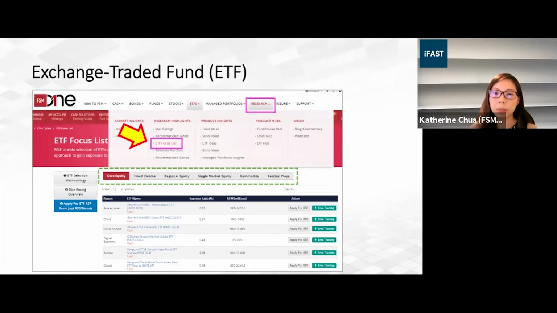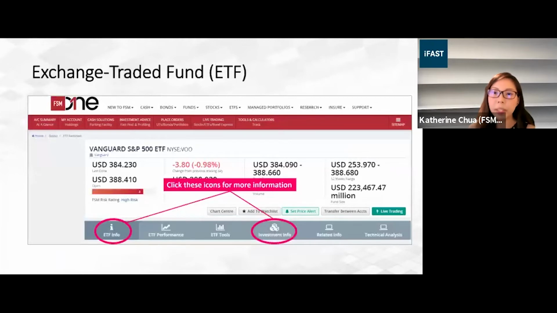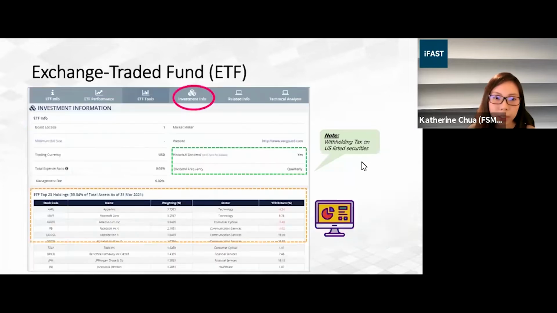When it comes to the selection methodology of the ETFs, we also take into account qualitative factors like the choice of the index and the structure of the ETF, and also quantitative factors like expense ratio, tracking difference, liquidity, AUM, and so on. For a quick overview of the top 10 holdings of the ETF, I will also go to the view details under our investment info tab. Let me just show you on the next slide.